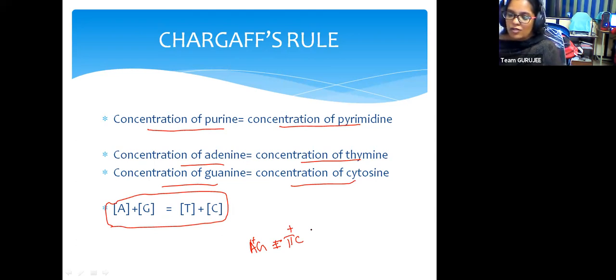So the concentration of adenine will always be equal to the concentration of thymine. Likewise, the concentration of guanine will be equal to the concentration of cytosine. Purine and pyrimidine concentration will be the same.